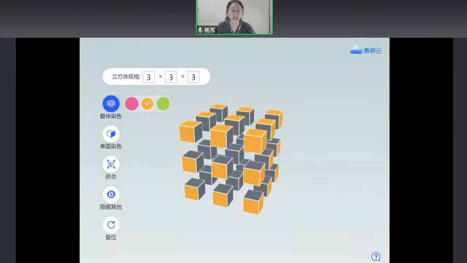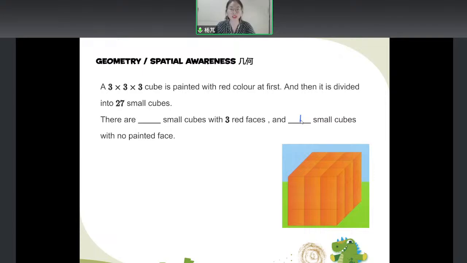Yeah, so everyone, this is a kind of geometry question. Here we go. Let's go back to this one. There is only one small cube with no painted faces. It's hidden in the center. So for this question, you need to imagine in your mind: if I separate every single cube, what will happen? Okay, so this one, actually it's not hard.